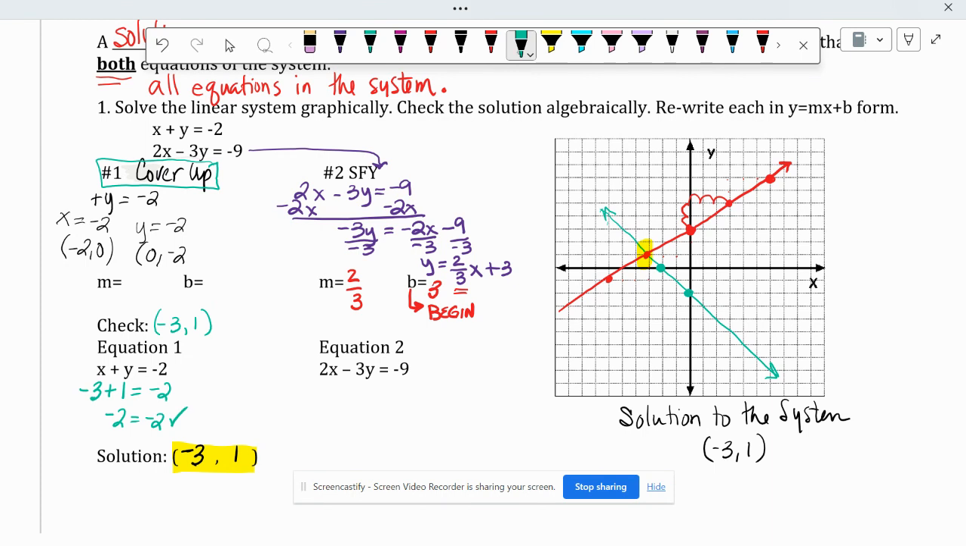When I check it for the second equation, I am checking the ordered pair negative 3, comma 1. So 2 times negative 3 minus 3 times 1 equals negative 9. And 2 times negative 3 is negative 6. Negative 3 times 1 is negative 3. And negative 6 and negative 3 does in fact equal negative 9. So this is good. I've graphed my system and I've checked it.